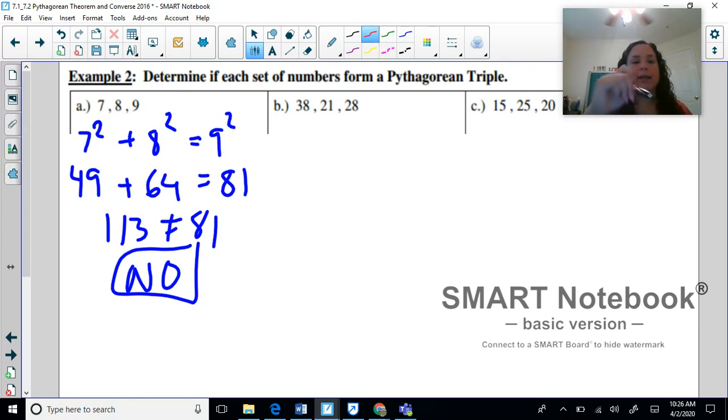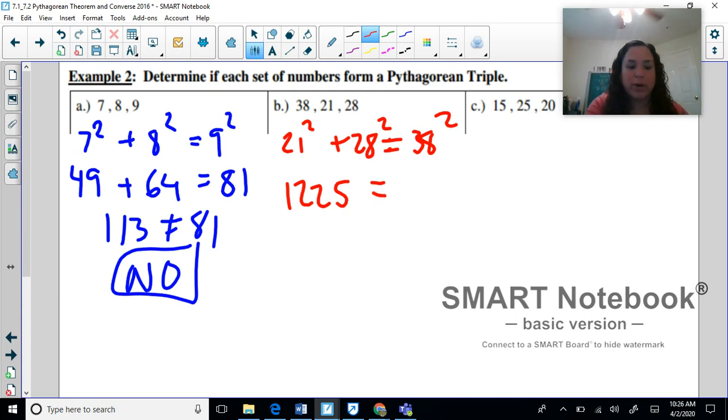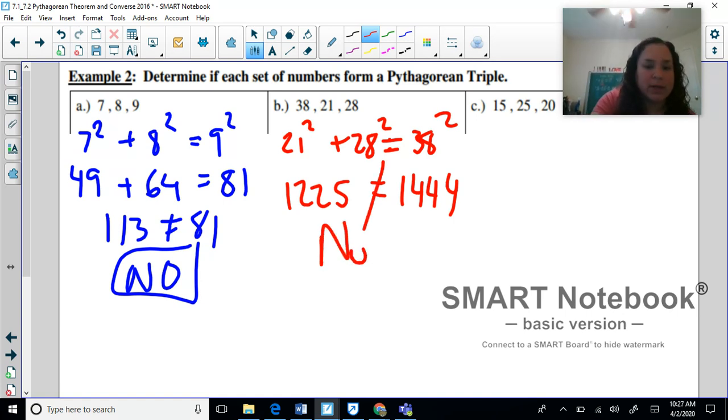In letter B, we're going to plug in 21 as our a, 28 as our b, and 38 as our c. When we square these and add the first two, we're going to get a total of 1,225. When we square 38, we're going to get 1,444. So obviously that's not going to equal. We're going to say, nope, this is not a triple.